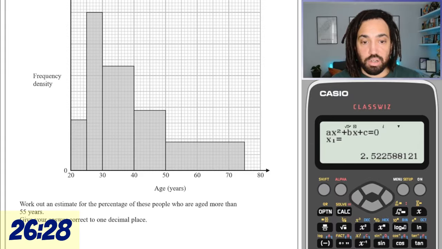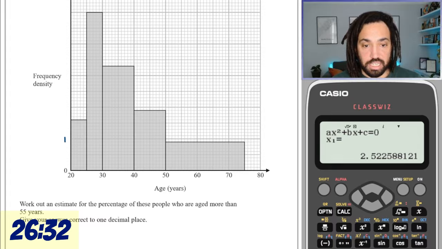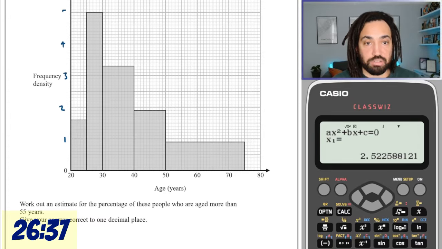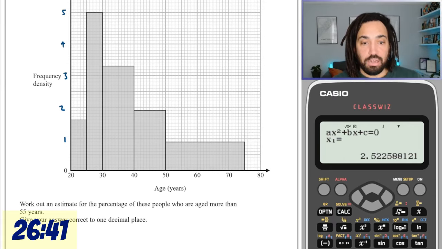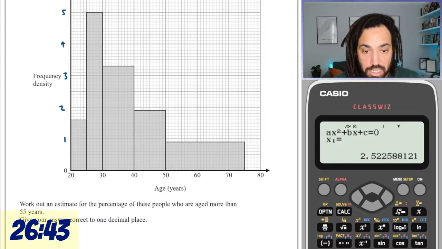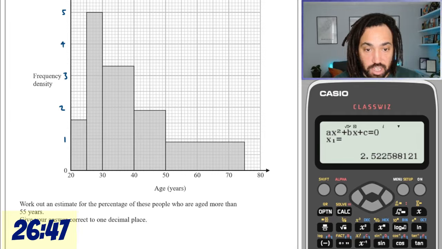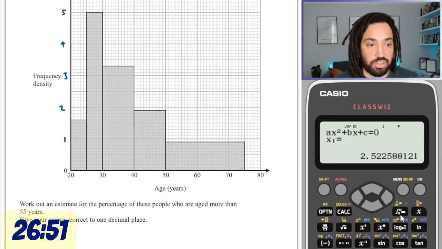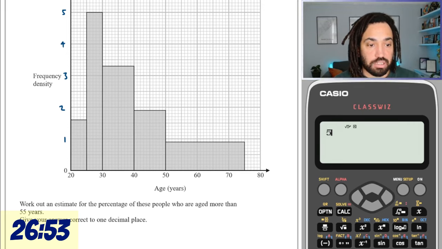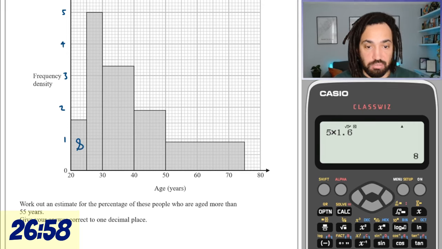So we can just put our own frequency density here. So I'll go 1, 2, 3, 4, 5. We're not actually working out frequency anyway, we're just working out proportions. So this one is 5 times 1.6. I'm working out the area of each of these bars now. So that's 5 times 1.6, which is 8.